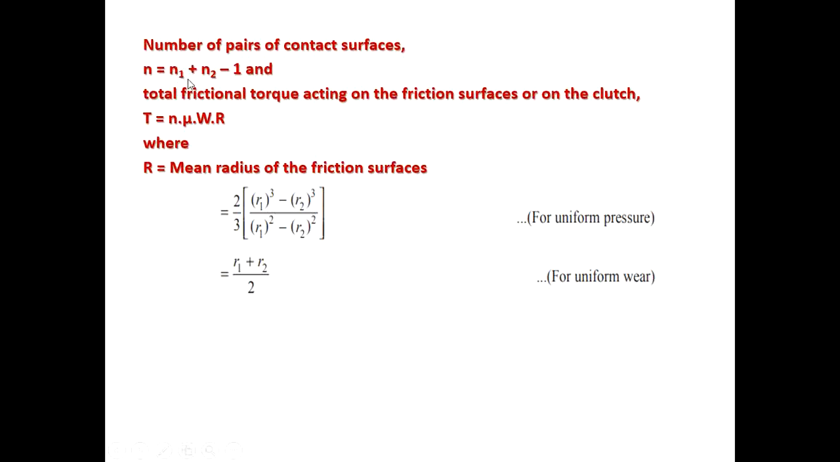N1 is the number of discs on the driving shaft, and N2 is the number of discs on the driven shaft. We have to use this equation to determine n. And here the same equation is applicable: torque is n into mu into W into R. Only thing is, n has to be replaced with the number of plates here, so that n is applicable. Here R is the same equation as in the previous cases. R is the mean radius of the friction surface. If you have to follow uniform pressure theory, we use this equation. If you want to follow uniform wear theory, we use this equation.